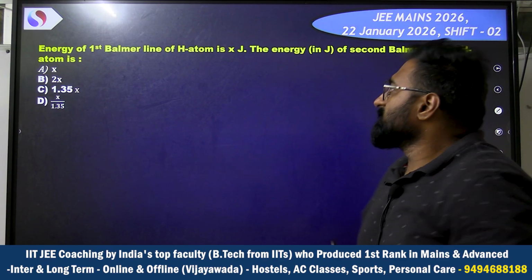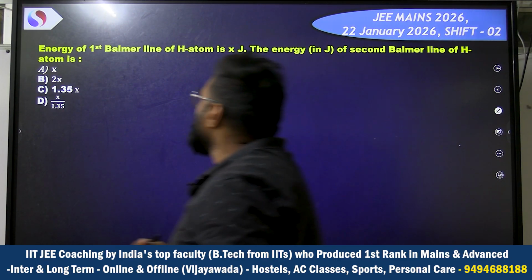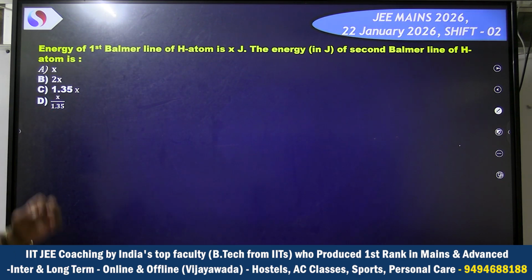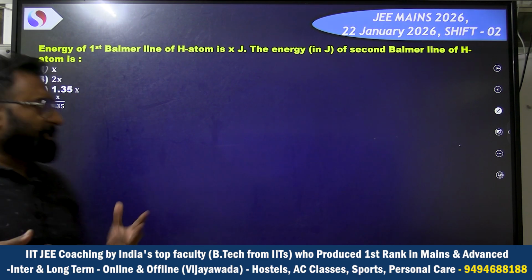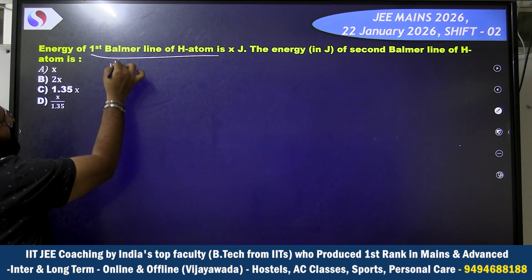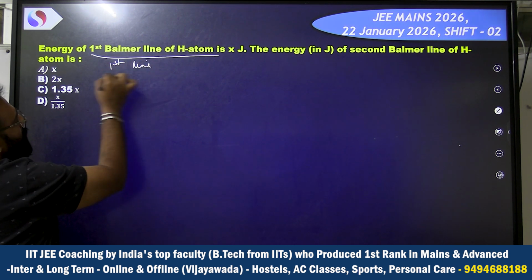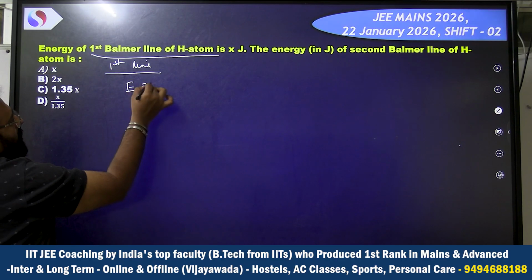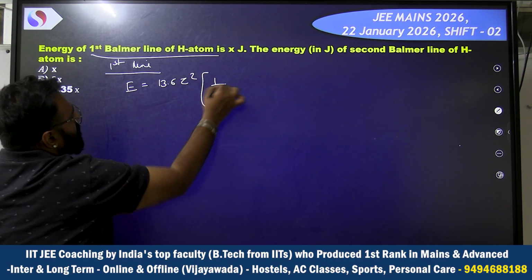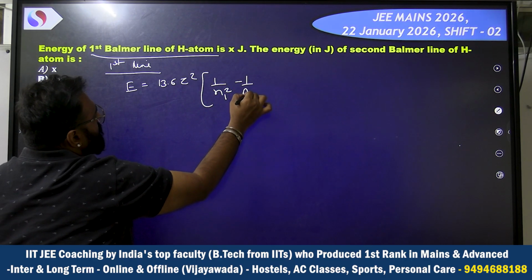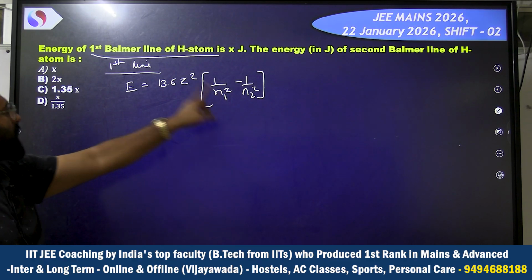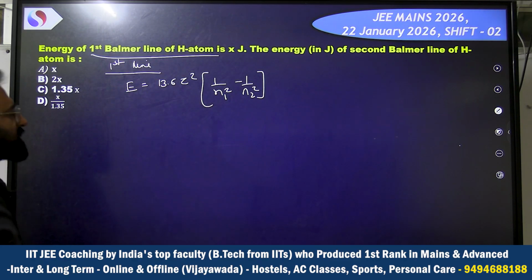The first question says the energy of the first Balmer line of hydrogen atom is X, the energy of the second Balmer line of hydrogen is to be found. If we take the first line, what is the equation for energy? E is equal to 13.6 Z square times (1 upon N1 square minus 1 upon N2 square). Now for Balmer series, N1 is 2 and N2 will be 3 because it is the first line.